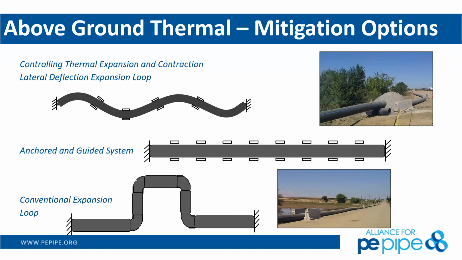Lateral deflections can be controlled for expansion loops. You can have guided anchored systems all along the pipeline system to make sure that it stays within the two anchored points, or you can have a conventional expansion loop. Polyethylene is very well suited for all of those types of mitigation situations.